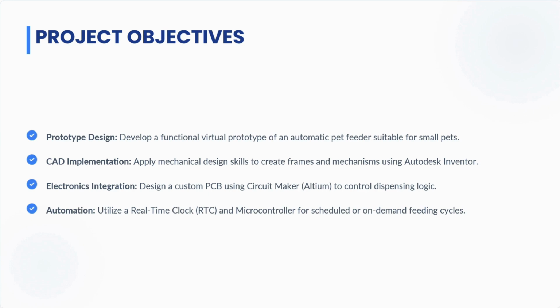First, we wanted to build a working 3D model of a feeder that is the perfect size for small pets, like cats or small dogs. Second, for the mechanical design we used a powerful program called Autodesk Inventor to draw the machine and all its moving parts. Third, for the electronics, we designed a custom electronic board using CircuitMaker. Fourth, for the automation part, we used a smart timer and a small computer brain. This makes sure the food drops exactly on schedule without any mistakes.